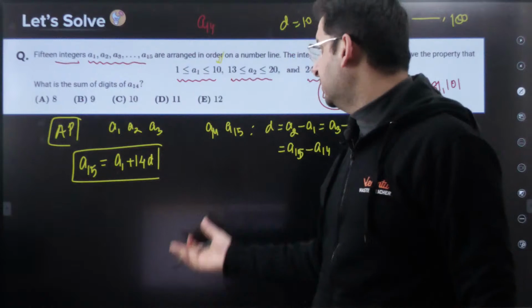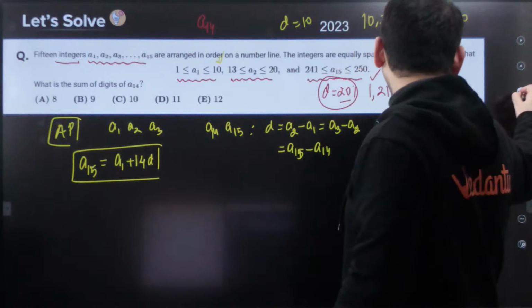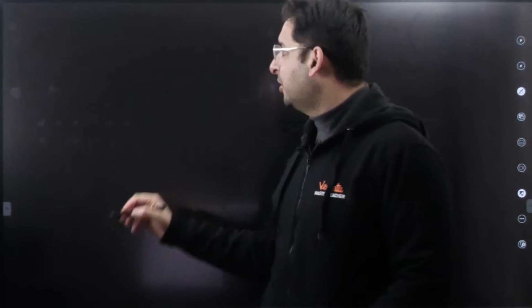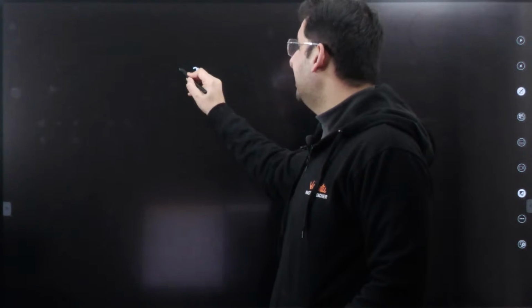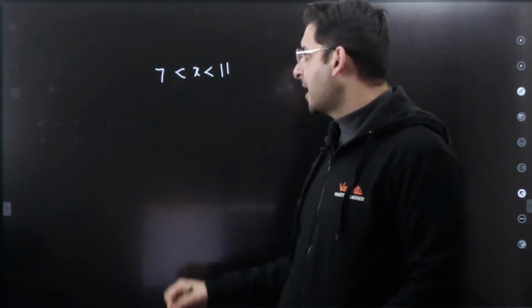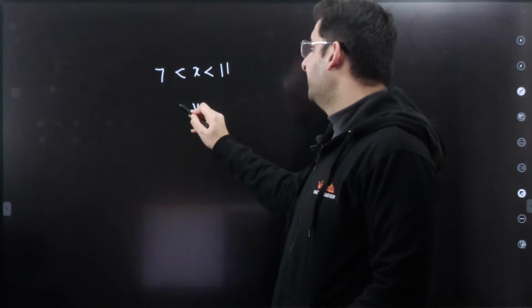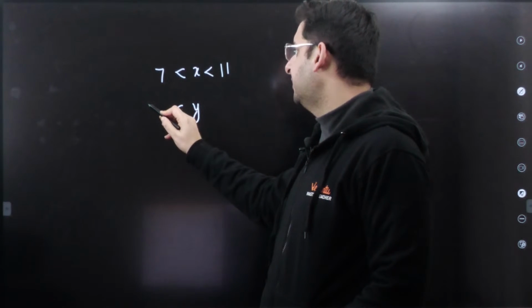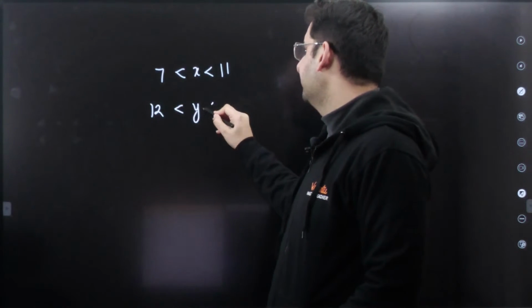ठीक है, चलो अब यहां पर एक और कॉन्सेप्ट समझते हैं. तो मैं इसको अलग से समझाने की कोशिश करता हूं. यार मुझे सोच के बताओ, अगर मैं बोलूं एक नंबर है x विच लाइज बिटवीन लेट्स से 7 to 11, एक नंबर है y विच लाइज बिटवीन लेट्स से 12 to 20.